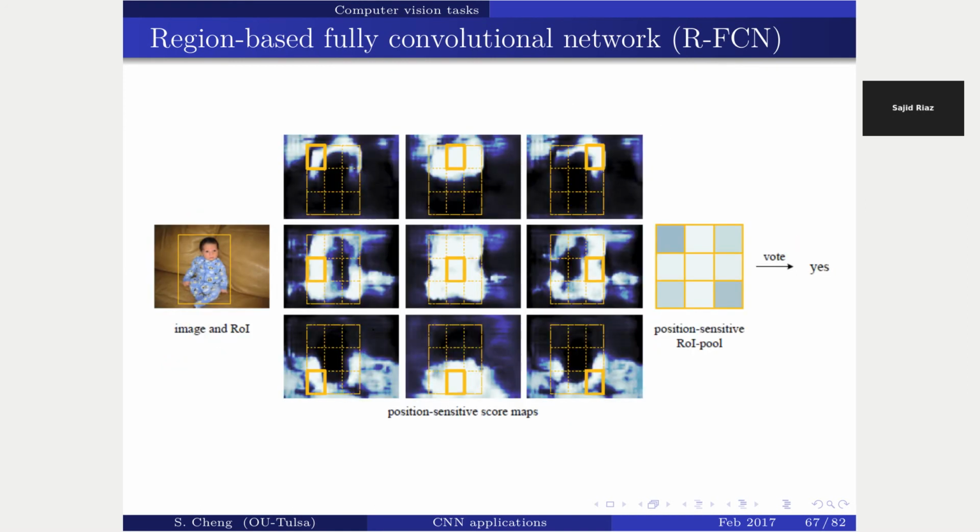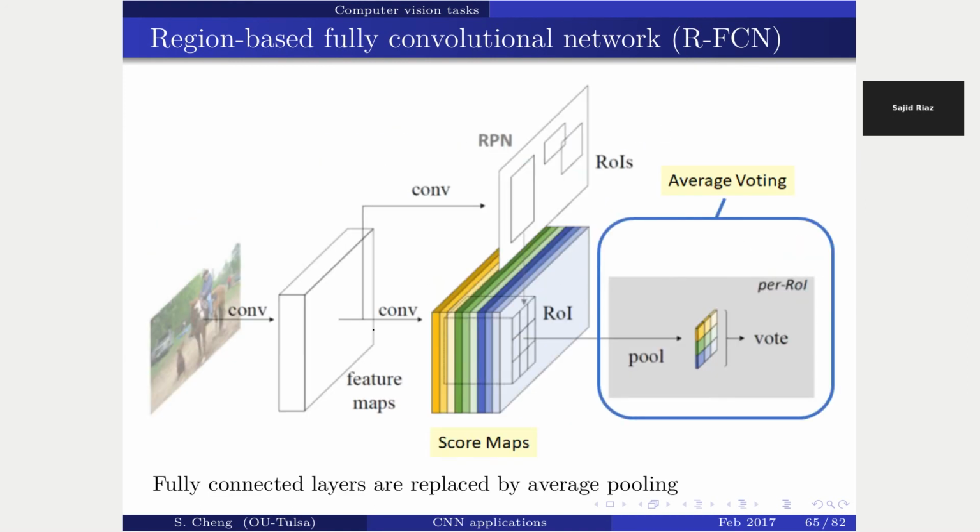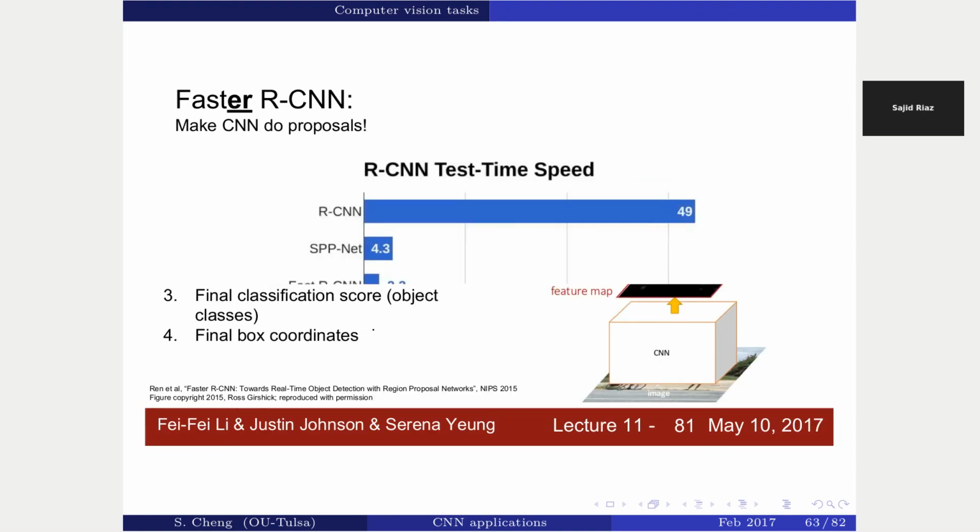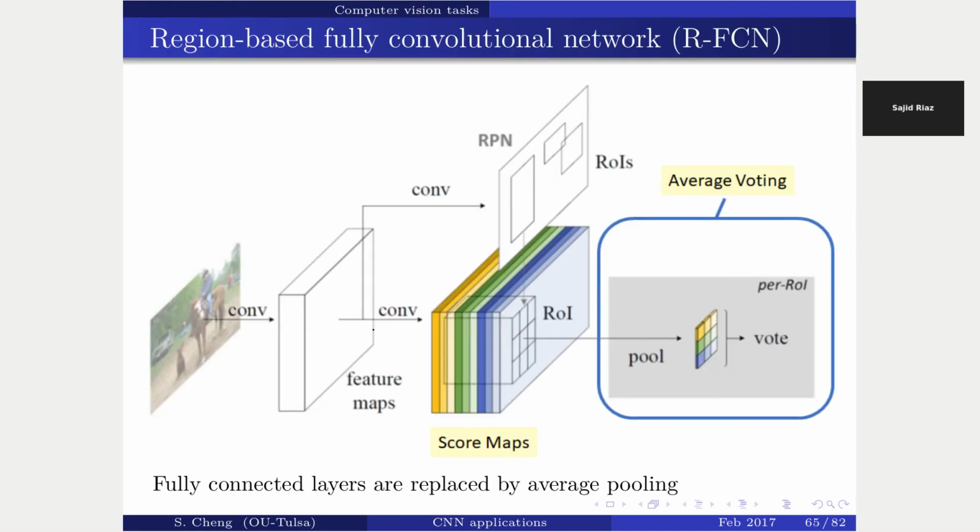Okay, I also want to mention one other work here. It's called the fully convolutional network. This is another trick that has been repeatedly used in CNNs, so I would just emphasize the most important part, which is the fully convolutional part.